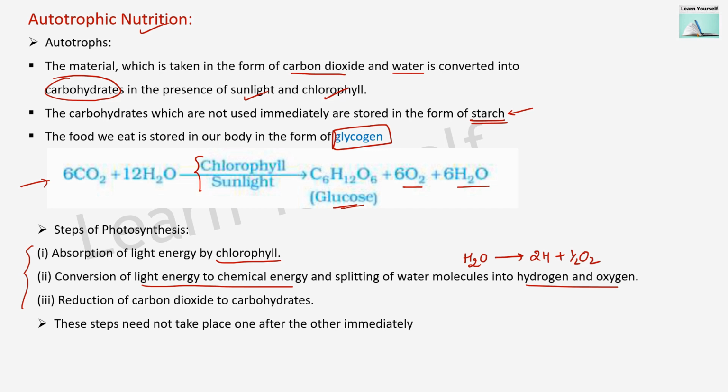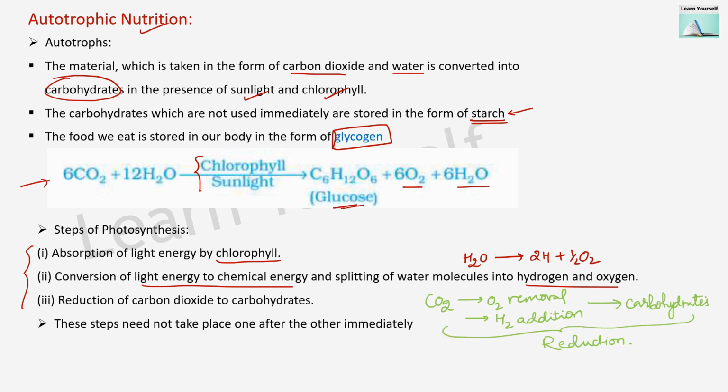And the third step is reduction of carbon dioxide to carbohydrates. Reduction means oxygen removal and hydrogen addition will happen, and it will get converted into carbohydrates. So this process is a reduction. So three things will happen in photosynthesis. First, light energy will get absorbed by chlorophyll, then light energy will convert into chemical energy and split the water molecule. Then third, reduction of carbon dioxide to carbohydrates.